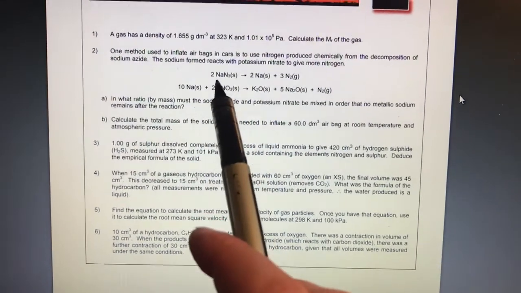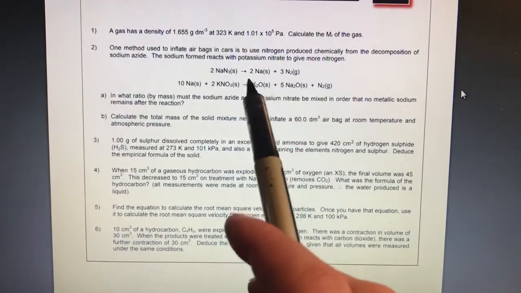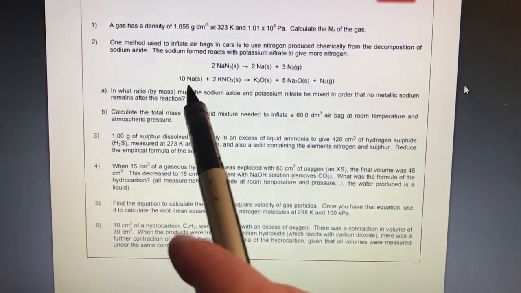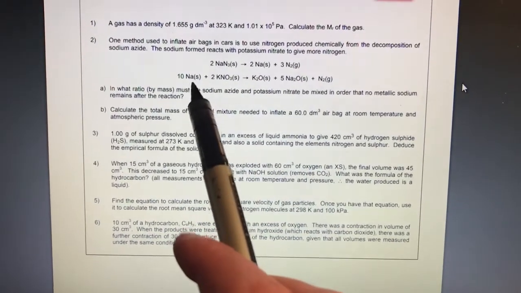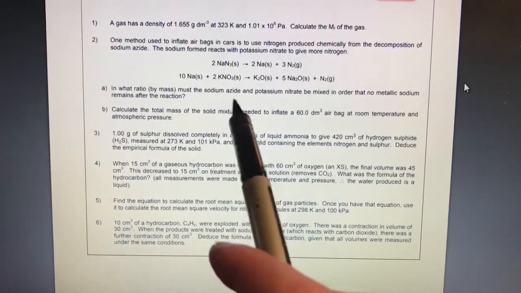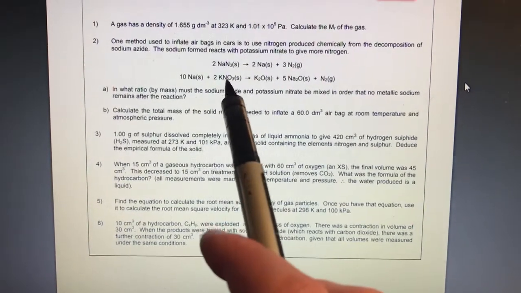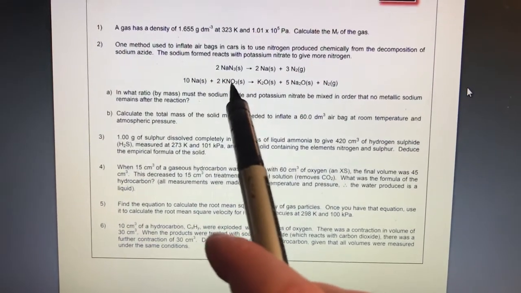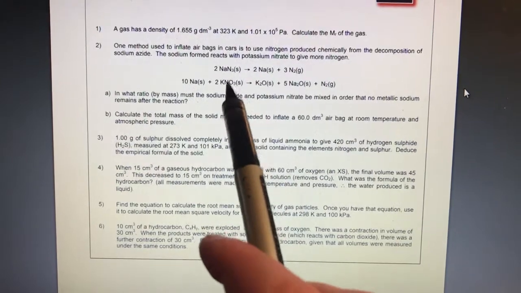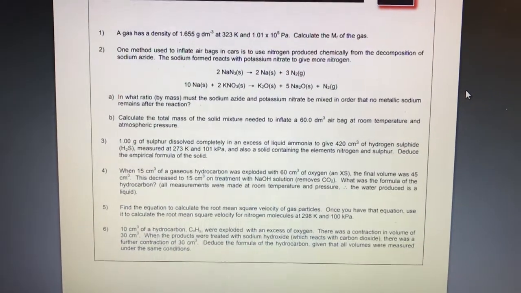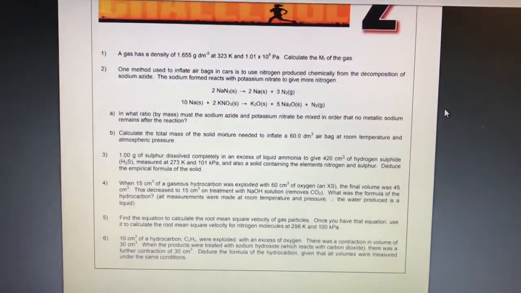So essentially, this first reaction happens, makes sodium. That sodium is used up in that second reaction and we don't want any left over. So we need to know how much by mass potassium nitrate needs to be added to this sodium azide for it to react. To do this, you've got to look at the equations. So I'm just going to write the equations down.